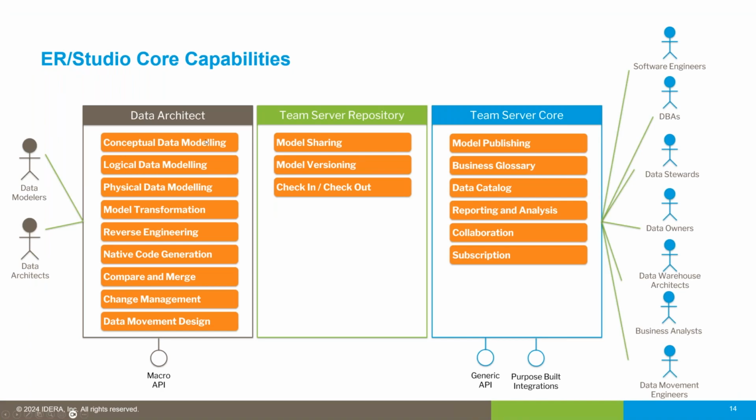ER Studio itself has really two parts. We've got our thick client data architect tool, which sits on your Windows machine, and our data modelers and architects will be using that to create models. And then we've got our team server component, which has two parts: our central repository to contain all those models, and then our web front ends, team server core, which our wider group of stakeholders will be using to view the models, to get value out of those models, to build the business glossary and the data catalog and see it. I'm going to give you a little bit of a demo on some of this in a moment.